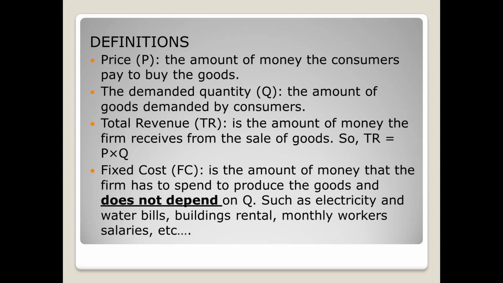Other examples are the monthly worker salaries. This producer has some workers working with him, so he has to pay salaries to them. The salaries don't depend on the amount of quantity produced. Such cost, we call the fixed cost. It means it's a fixed amount that the company or the firm or the producer has to pay every month.